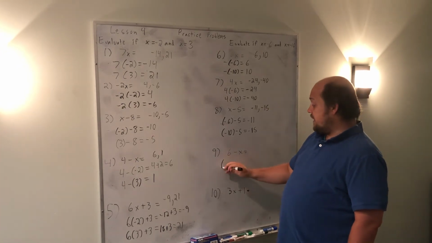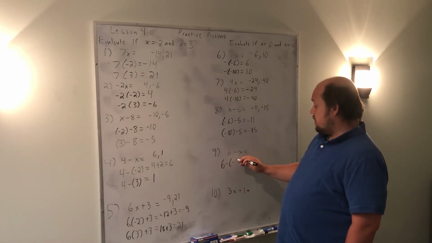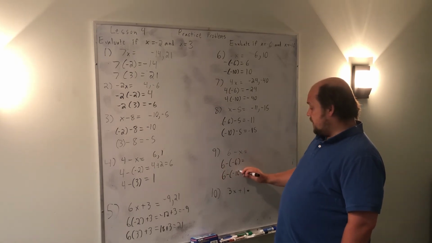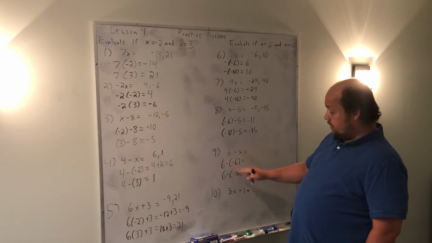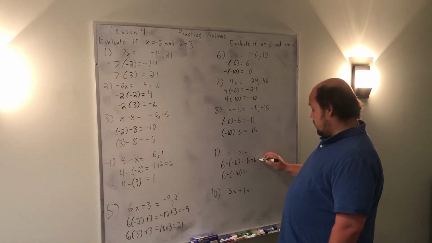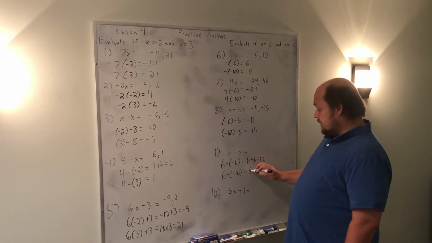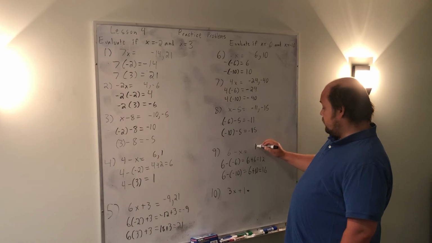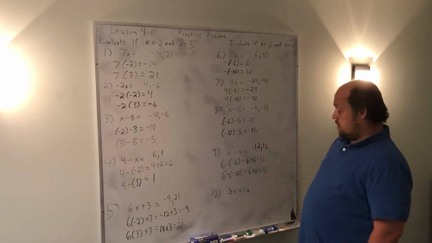When I do 6 minus x, it becomes 6 minus a -6, and 6 minus a -10. Those double negatives become positives, so this is really 6 plus 6, or 12, and this is 6 plus 10, or 16. So my final answers are 12 and 16.